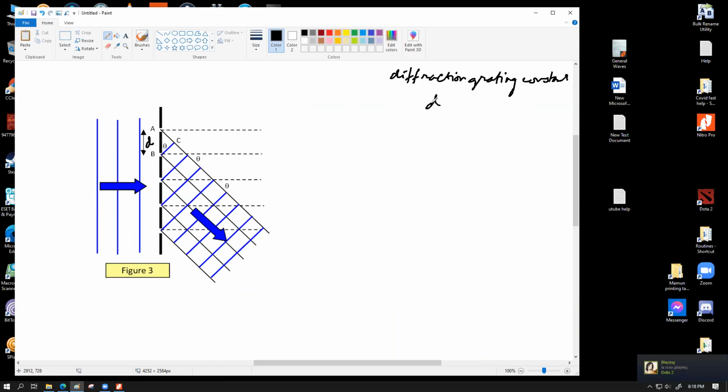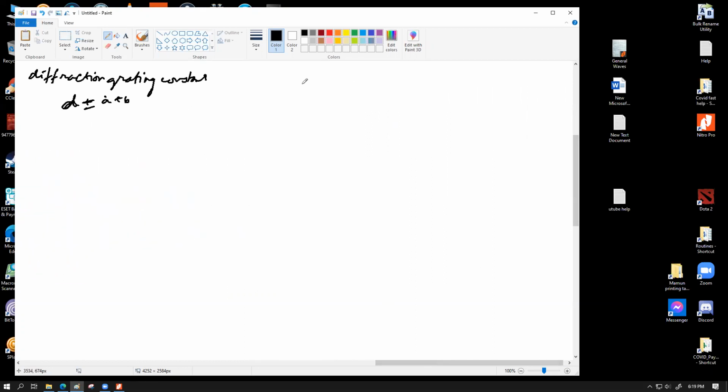D, which can also be described as the sum of two quantities. Let's say D equals A plus B. Now, if you wonder what A and B are, let me explain. Let's say this is our diffusion grating part, the whole barrier, and we have a bit of gaps in between.